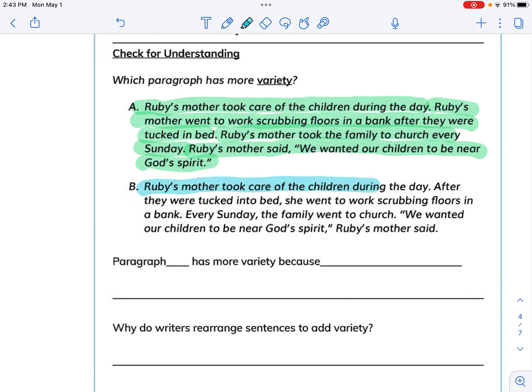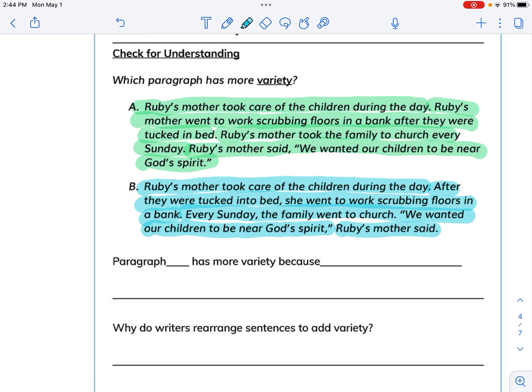Ruby's mother took care of the children during the day. After they were tucked into bed, she went to work scrubbing floors in a bank. Every Sunday, the family went to church. "We wanted our children to be near God's Spirit," Ruby's mother said. Looking at both of these paragraphs, which one has more variety? It's full of changes and combined with different sentences instead of repeating the same things over and over again.